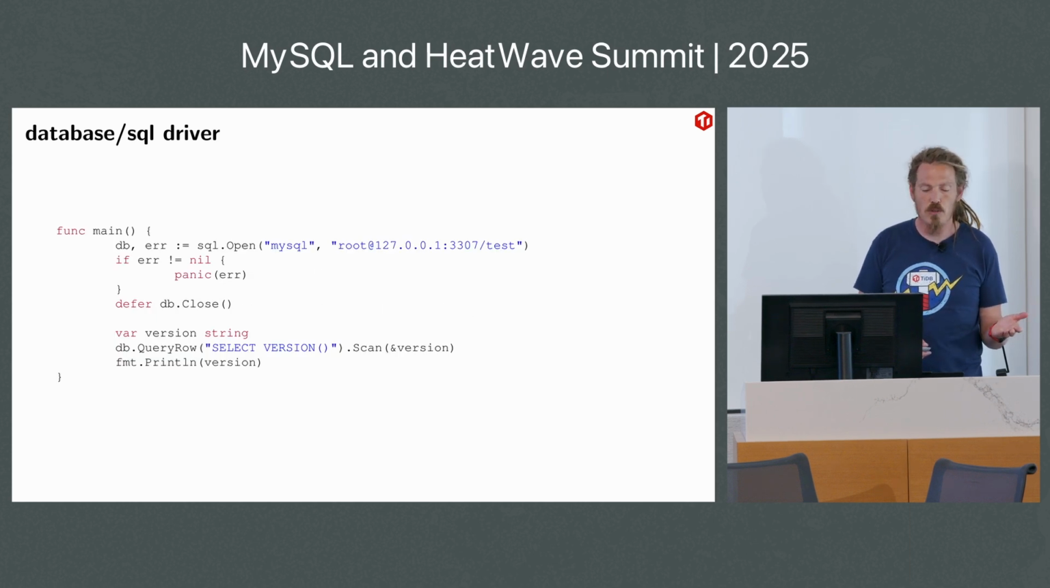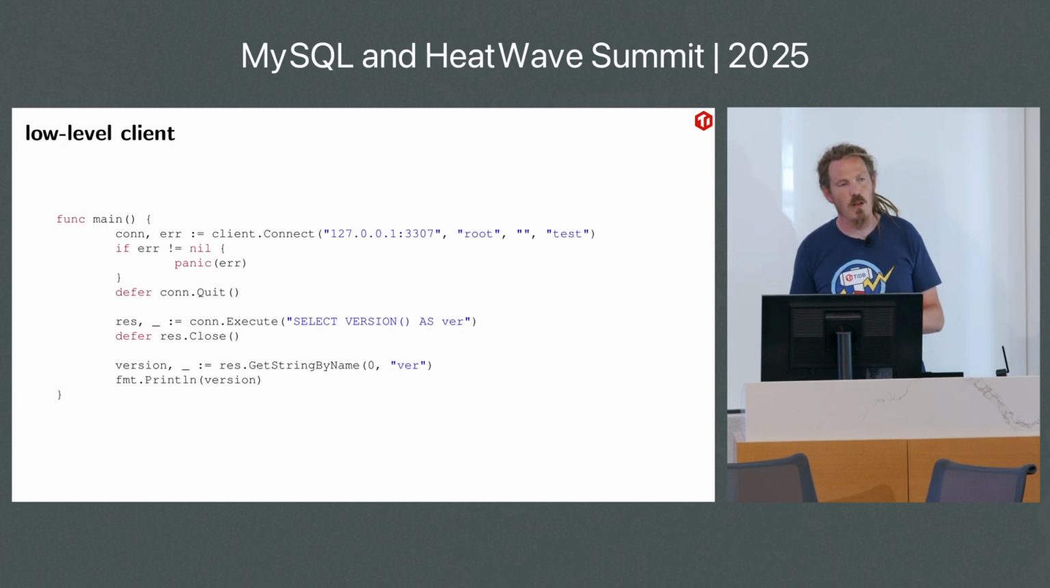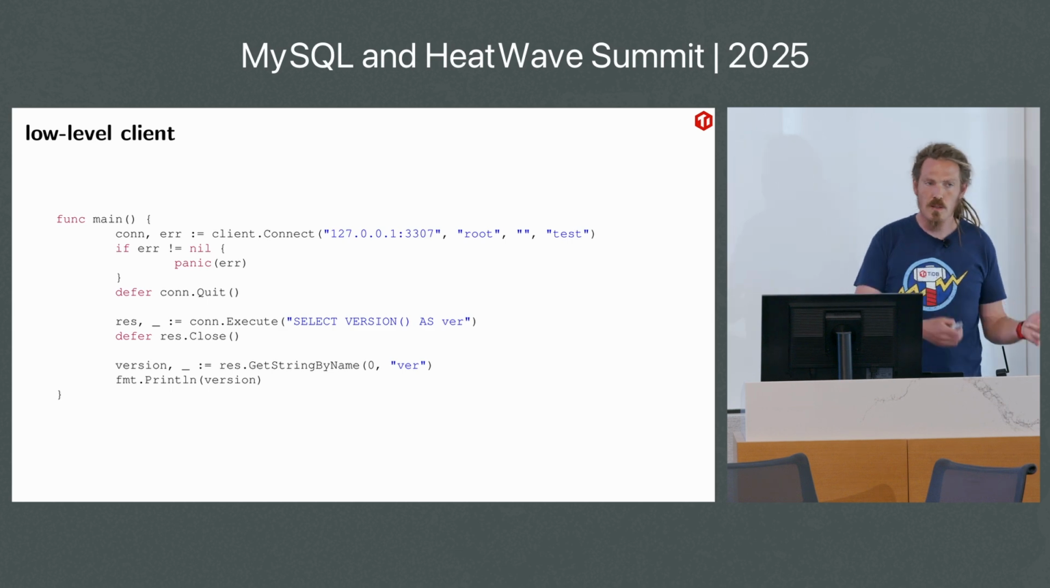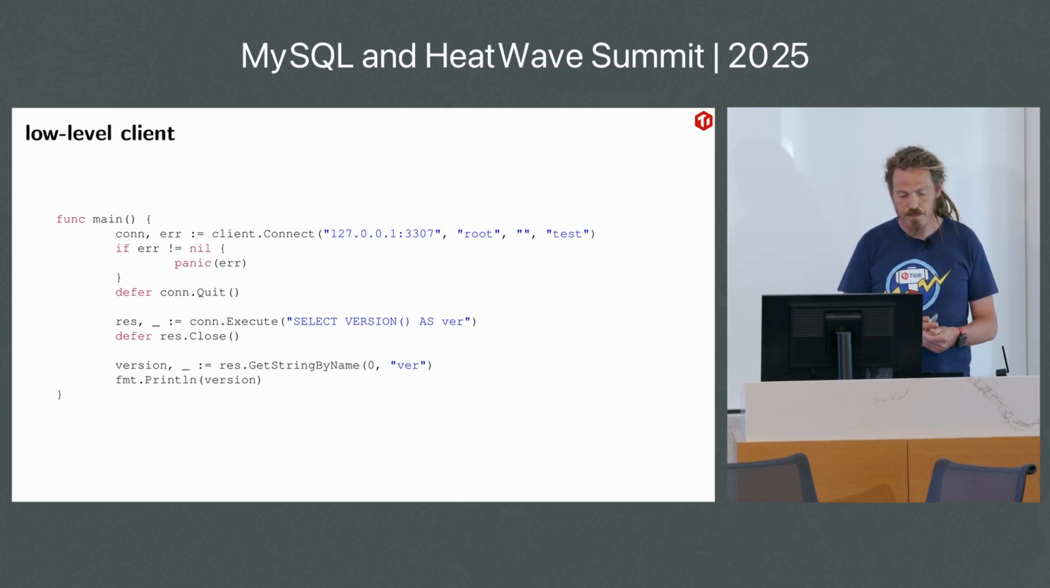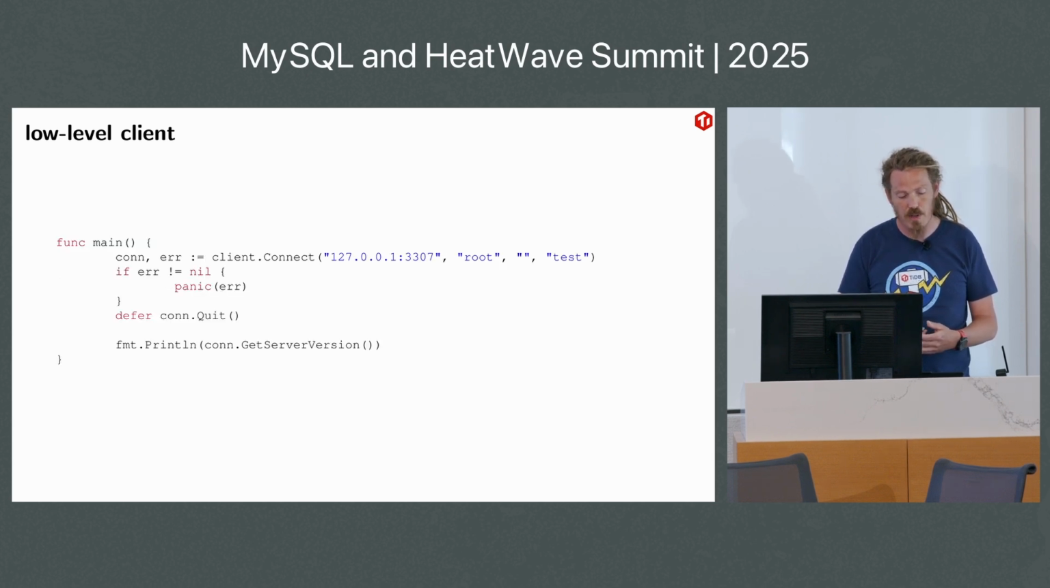So basically what this looks like is you just open a connection, you run a query, you print out the result of the query. It does what you think it will do. But we also have a low-level client, which the other driver doesn't have. So here you're also connecting and executing a version, getting the result, and printing out the version. So it looks the same, but it's a different kind of driver.